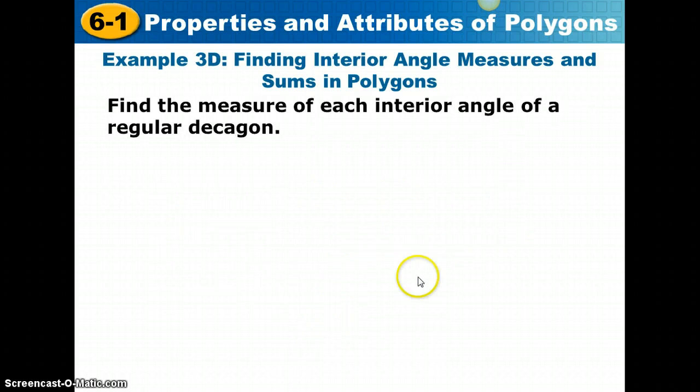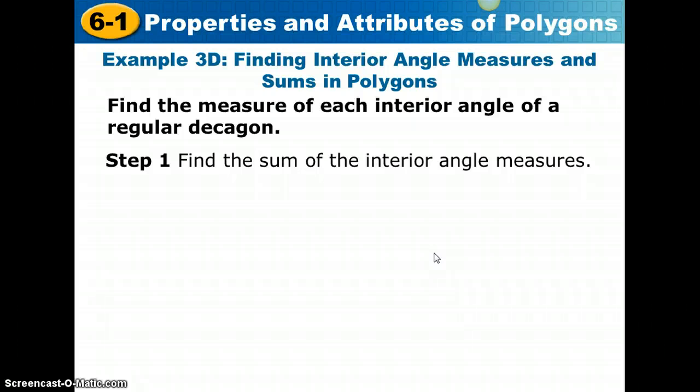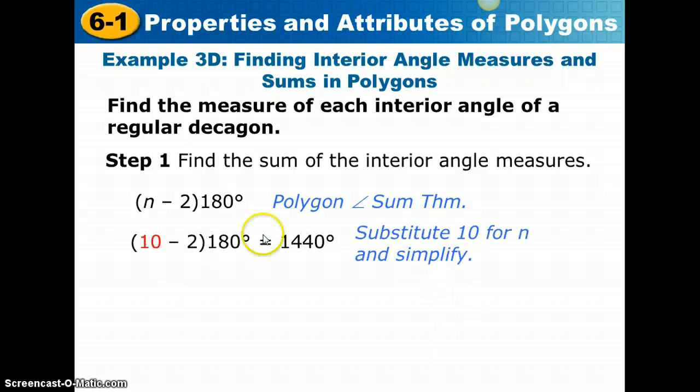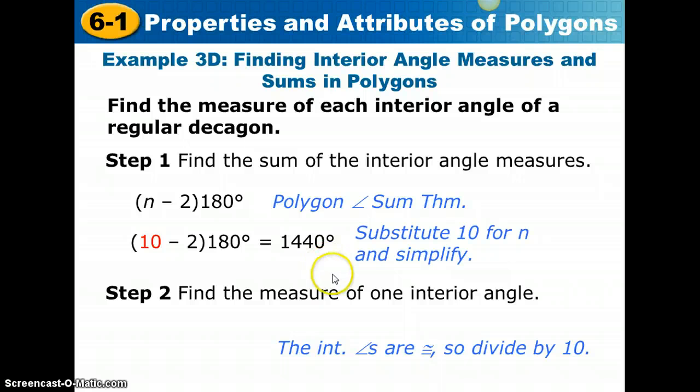Part D, finding the measure of each interior angle of a regular decagon means you first find the sum. n minus 2 is 10 minus 2, which is 8, times 180 is 1,440, so they should all add up to that, but each angle is the same because it's regular. So we're going to divide 1,440 by 10 congruent angles, which is 144 degrees.